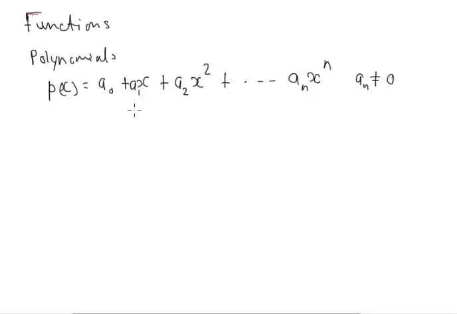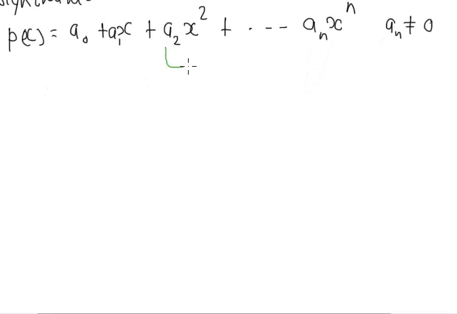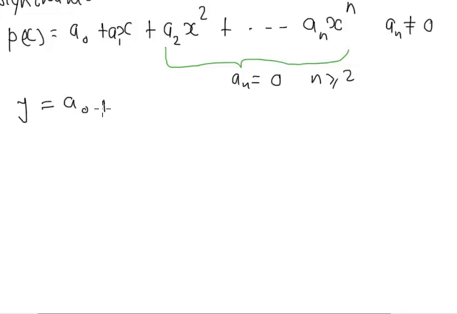Now, let's suppose that all these an's are equal to 0 for n greater or equal to 2. Then what do we have here? We have our usual equation of a line, a0 plus a1 x, where a1 is what you usually call m, the gradient of the line, isn't it?